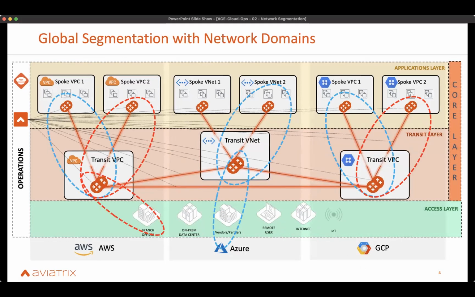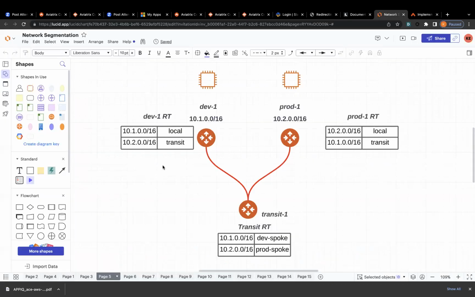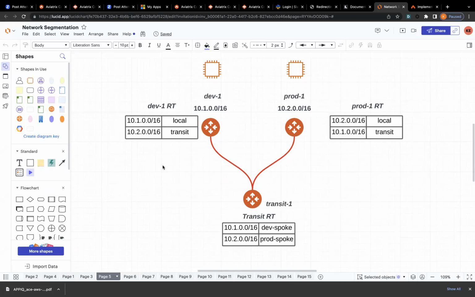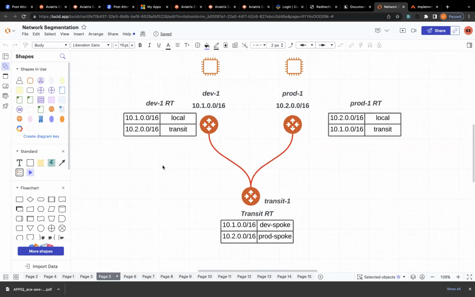So let me just try to take you to a Lucidchart where I'll explain a bit more on how it works. Just a second. So if I'm able to find it, yeah. So this is just a Lucidchart where I just want to explain a bit more on how it works.